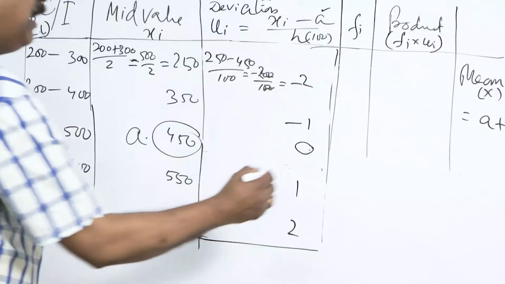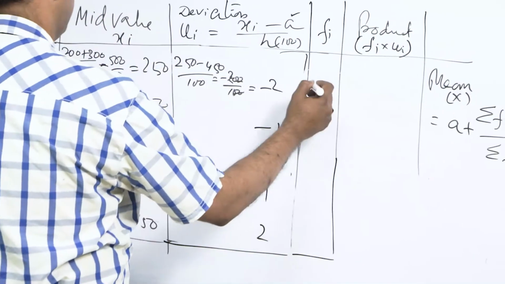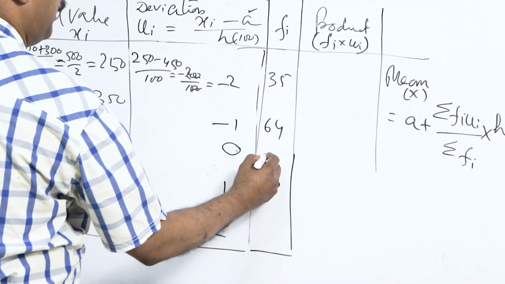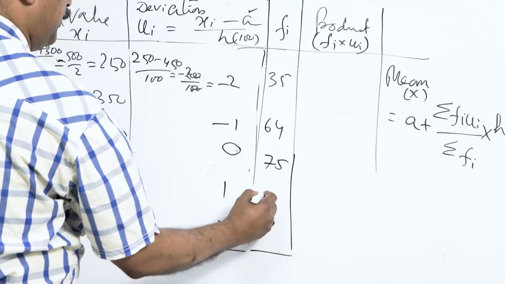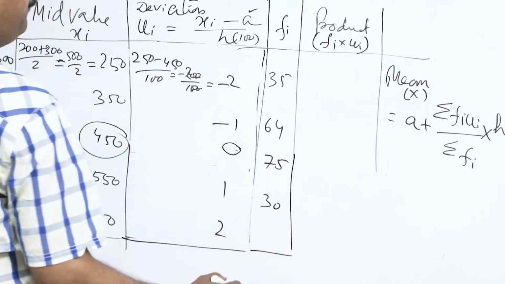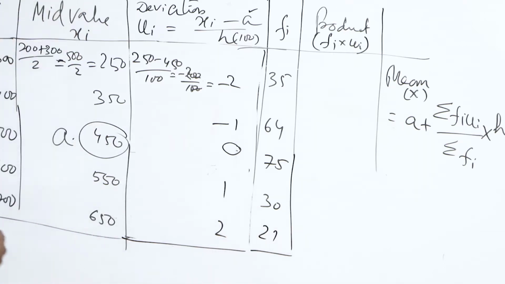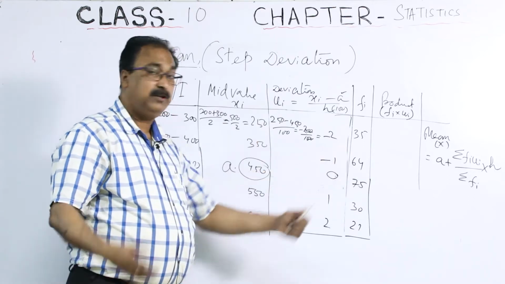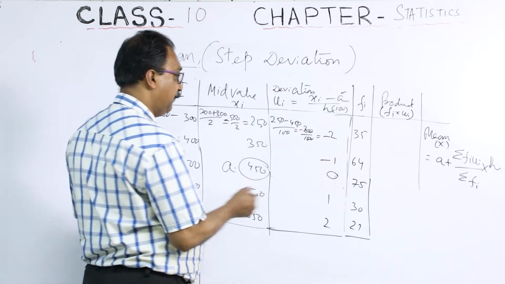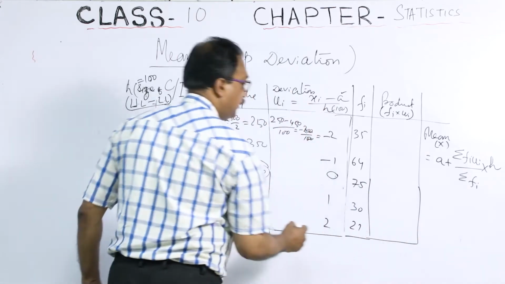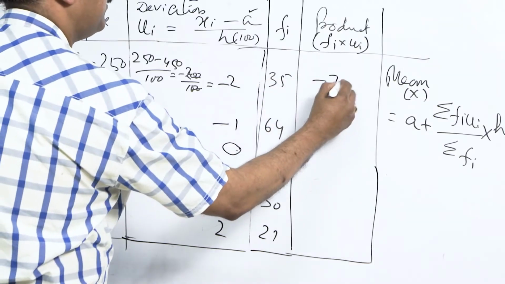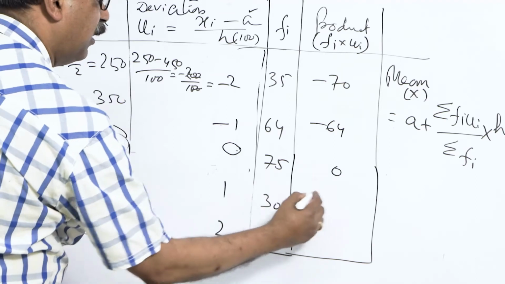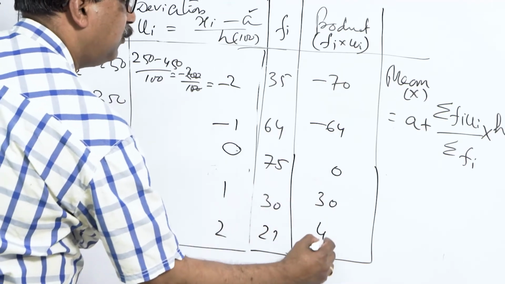Clear? Now supposing I write the frequency here. It's frequencies, say 35, 64. Then it is say 75. It may be 30. It may be 21, like that. So it's the frequency. It's a big number. If you go for the direct method, this into this, it will take time. Now how it is unique, you look at here. With the number 2 with digit 1 is very easy. Now it's minus 70, 35 into 2, 64 minus 64, this 0, then 30, and it is 42.